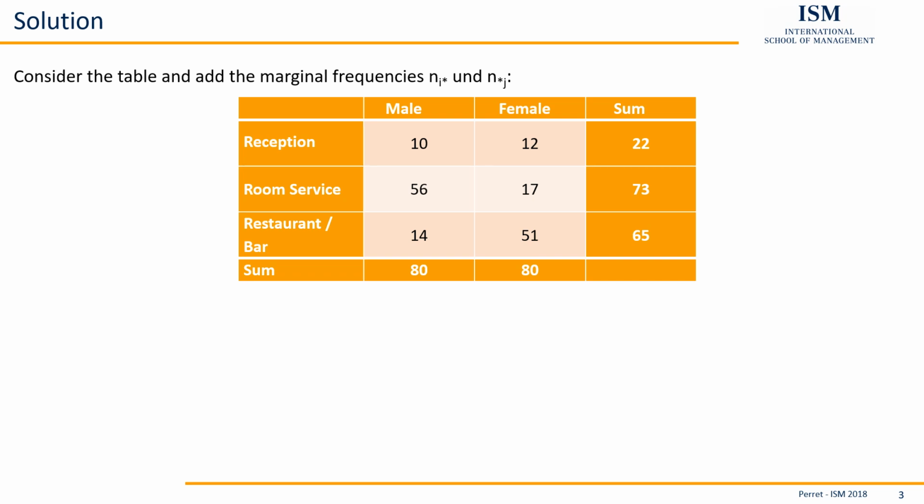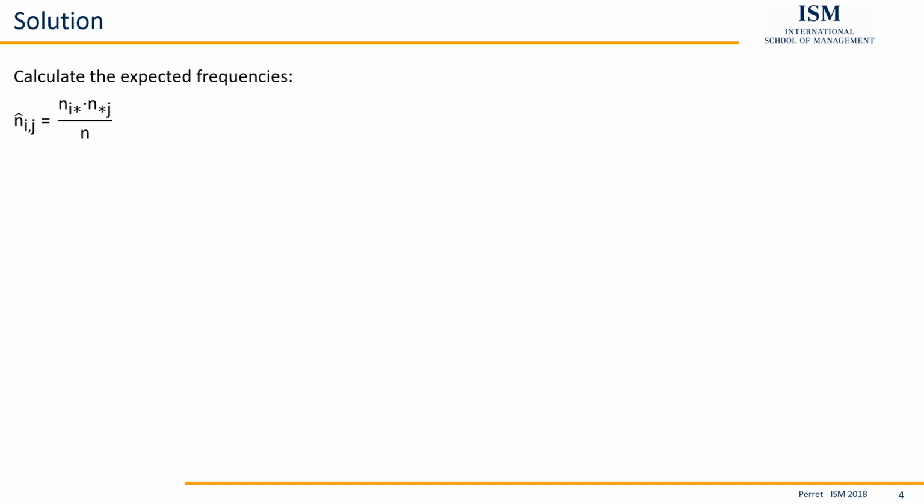Here you have one possibility to check whether you calculated correctly, because if we sum up either of those two sums, in the end we need to arrive at the same result of 160 observations, 160 people who have been interviewed in total. So this is the first step, and we need those marginal frequencies for the next step, because in the next step we need to calculate the expected frequencies.